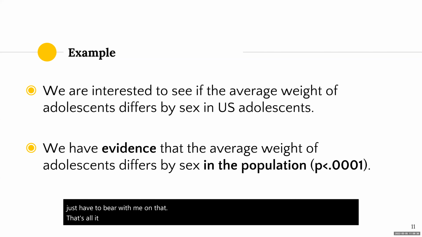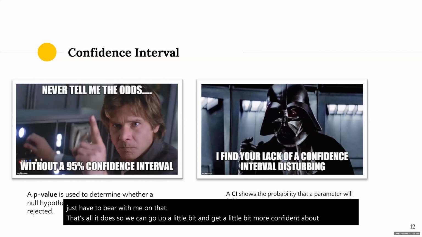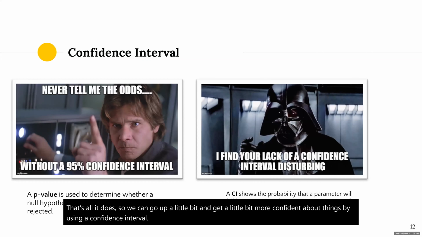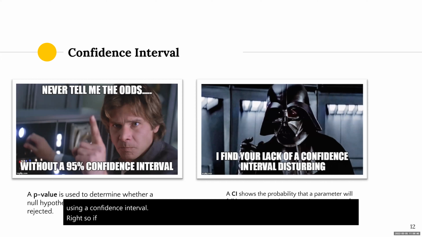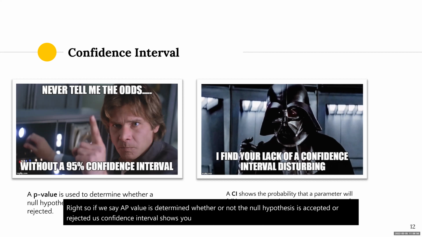So we can go up a little bit, get a little bit more confident about things by using a confidence interval, right? So if we say a p-value determines whether or not the null hypothesis is accepted or rejected, a confidence interval shows you the probability that if you do a test more than once, the truth will lie within a certain range. And so I've got a picture here of how this looks.